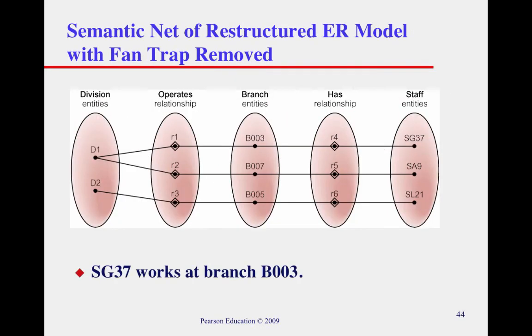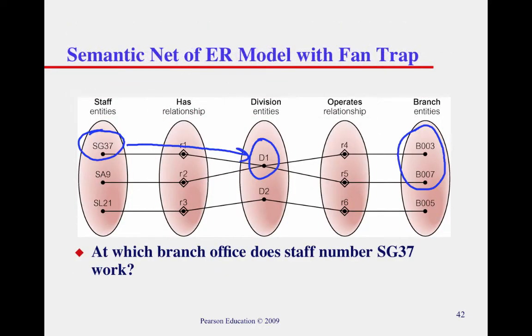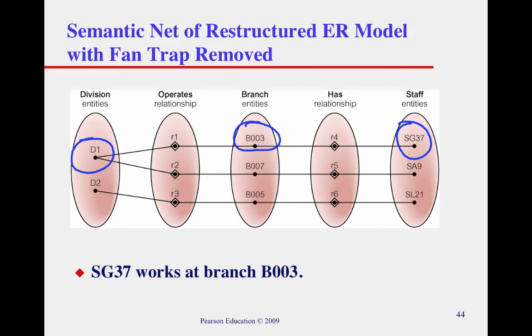If you look at the diagram, you can see that it's now clear that SG37 belongs to branch 3. And you can further, through a join, deduce that that staff member belongs to division 1. So you haven't lost any information. Back here, I could also find out that staff member 37 belonged to division 1, but I had no idea what branch that staff member belonged to. Now, there's a clear path that allows me to identify both the branch and the division.